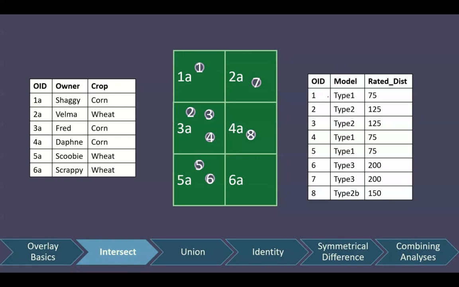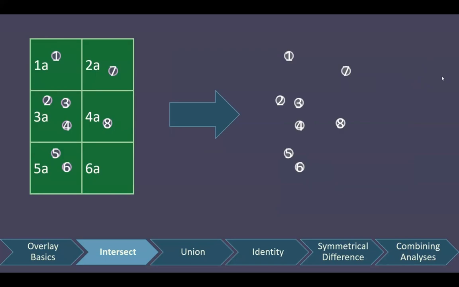And we have the model of the type of sprinkler for the irrigation system and the distance at which that sprinkler is rated to actually irrigate crops. And what we want out of this is a new data set with the sprinklers that includes the owner and the crop. So we want to know who owns this property the sprinkler is on and what crop type that sprinkler is watering.